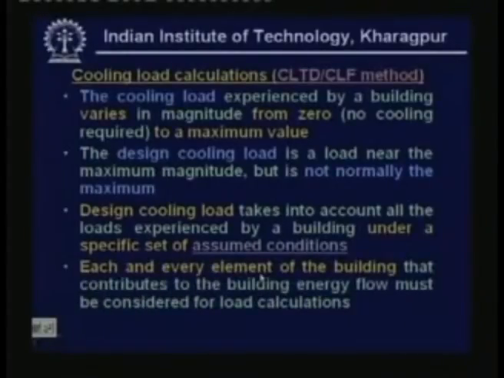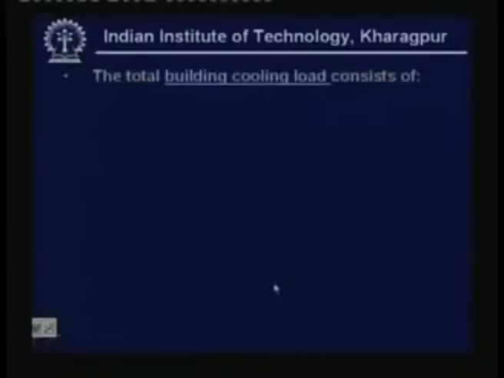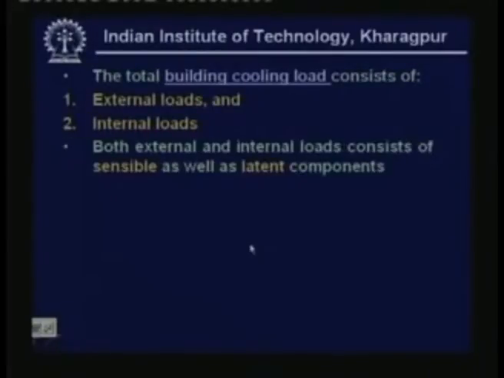And each and every element of the building that contributes to the building energy flow must be considered for load calculation. So, we have to take into account all the elements of the building. The total building cooling load consists of external loads and internal loads. Again, both external and internal loads consist of sensible as well as latent components. Let me show this with the help of a schematic.